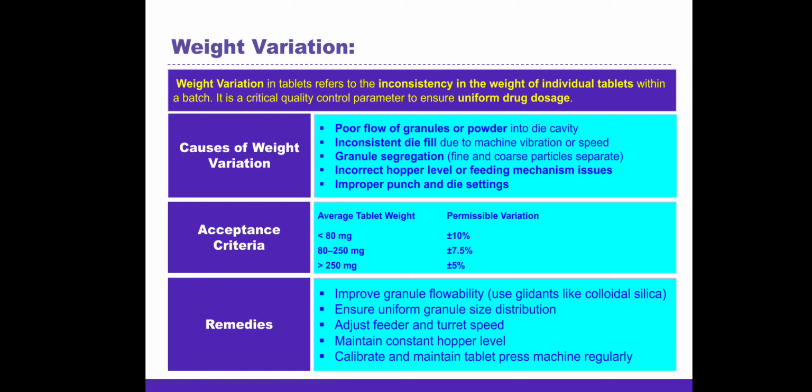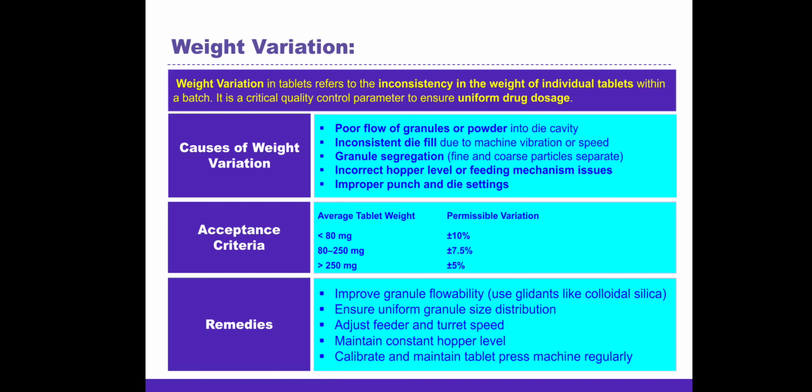Then incorrect hopper level or feeding mechanism issue, meaning sometimes this particular problem will come due to the feeding mechanism also. Then improper punch and die setting. If we are not setting the machine properly, then we will get a weight variation problem. So it is very important that we set the machine properly, and after the satisfactory initial setting, we have to evaluate the parameters, we have to check them, and only after satisfaction we have to start the commercial run of the machine.